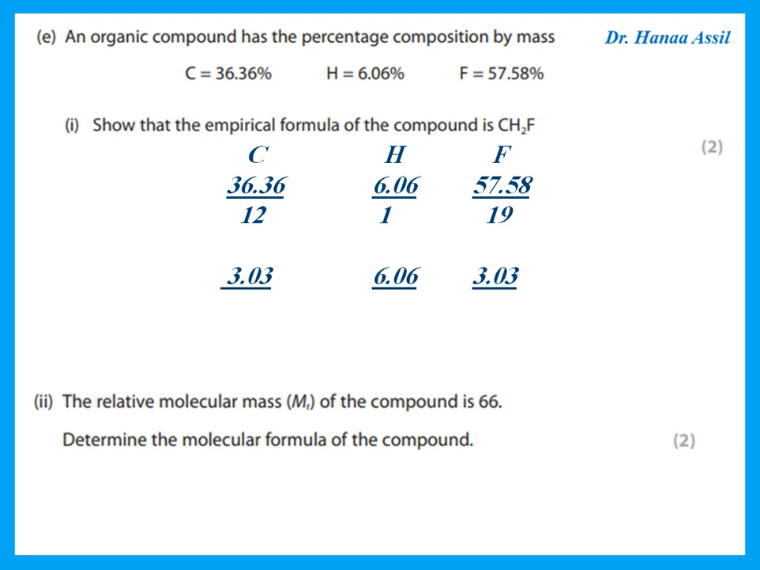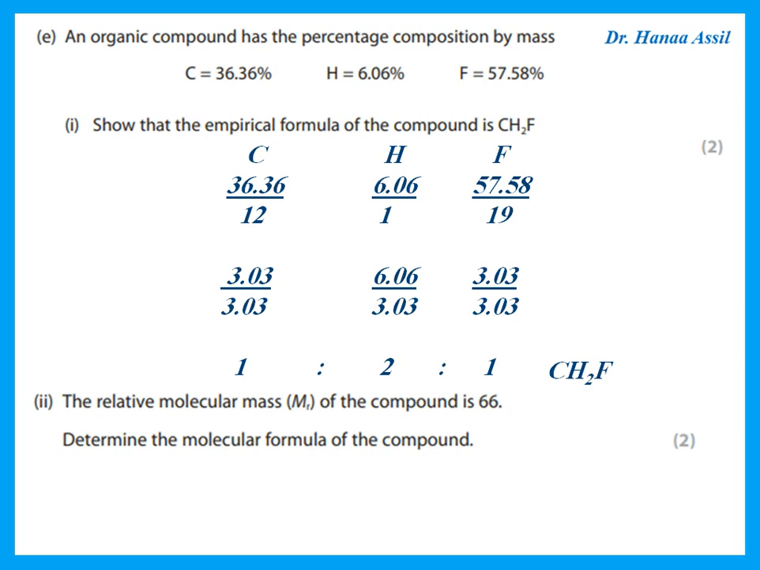Now, I get numbers, I look at these numbers and I divide by the smallest. Which one is the smallest? 3.03. I divide all through by 3.03. I get a ratio of 1 to 2 to 1, and that means that my empirical formula is CH2F. Then he says the relative molecular mass of the compound is 66. Determine the molecular formula of the compound.